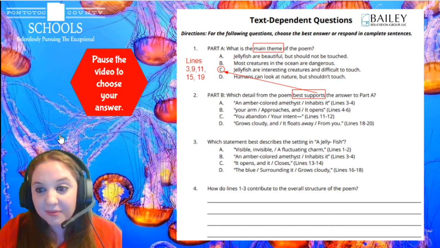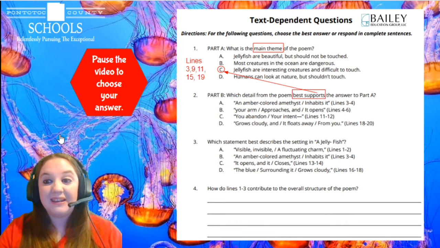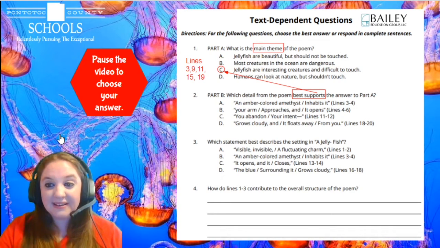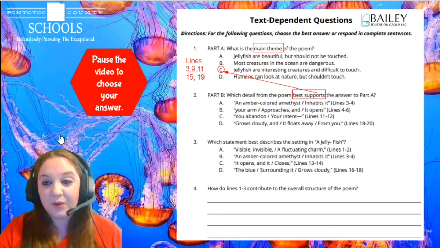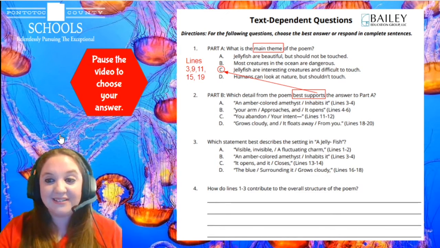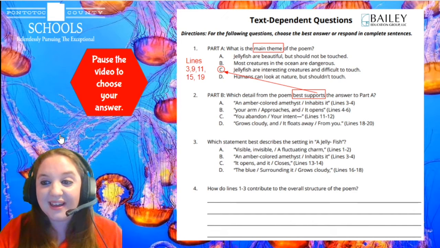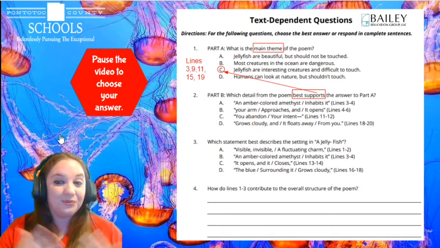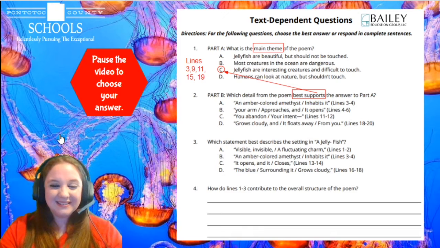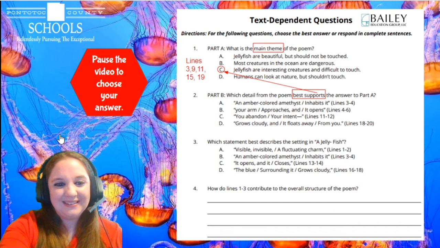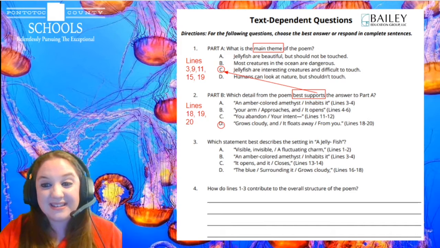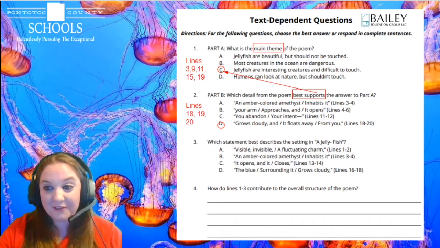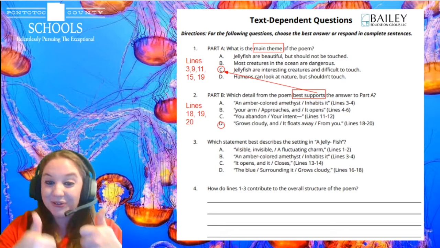An amber-colored amethyst inhabits it. Lines 3 and 4. Your arm approaches and it opens. Lines 4 through 6. You abandon your intent. Lines 11 and 12. Or grows cloudy and it floats away from you. Lines 18 through 20. Take a moment to pause the video and choose your answer. Remember to cite your evidence. If you chose D, grows cloudy, and it floats away from you, lines 18 through 20, you're correct.